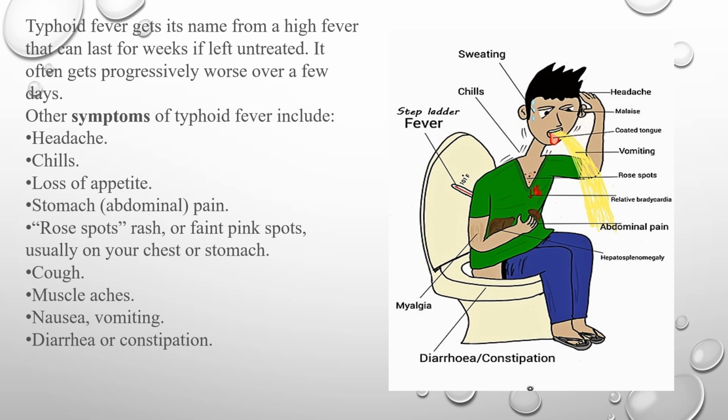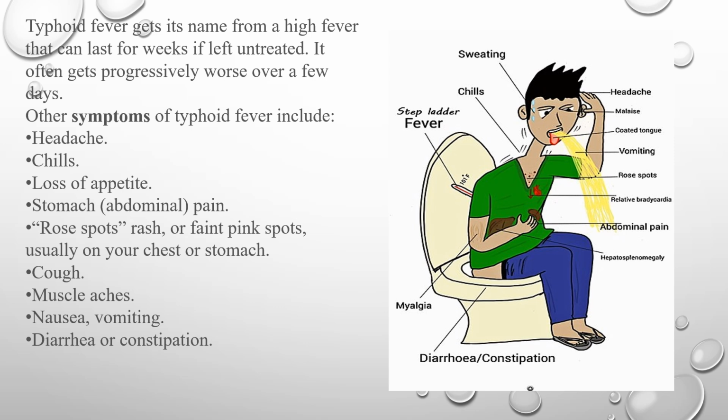Weakness and fatigue, loss of appetite, which means you don't feel like eating, headaches, severe body aches and muscle pains, and severe abdominal pain and bloating. Among the other gastrointestinal symptoms, constipation can occur in the early phase, diarrhea at the later stages, and nausea and vomiting are most commonly seen, along with enlarged liver and spleen.